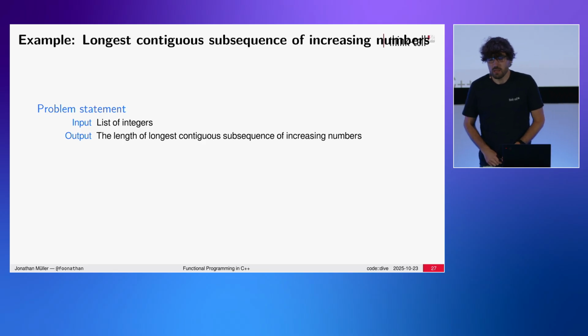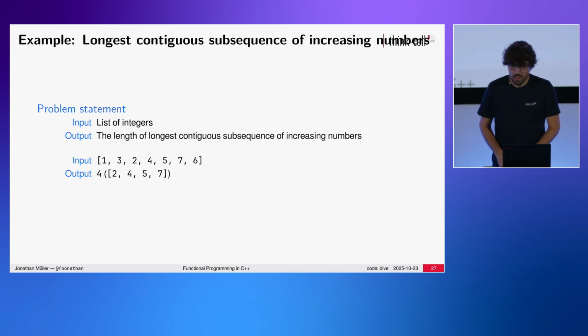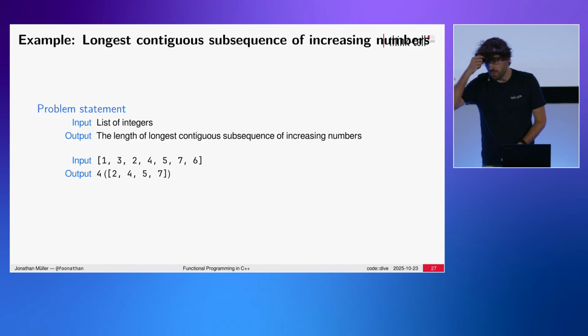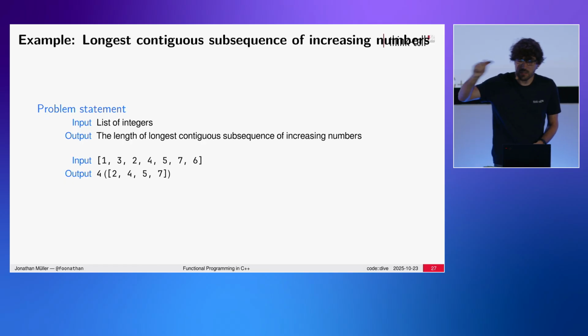For another example, given a list of integers, we want to find the length of the longest contiguous subsequence of increasing numbers. So if this is our list of integers, the output will be 4, because the subsequence 2, 4, 5, 7 is the longest subsequence that keeps increasing.